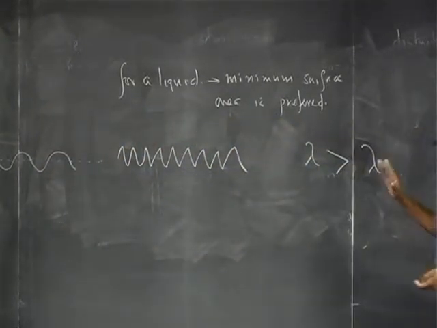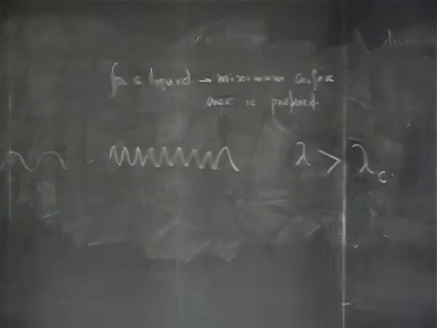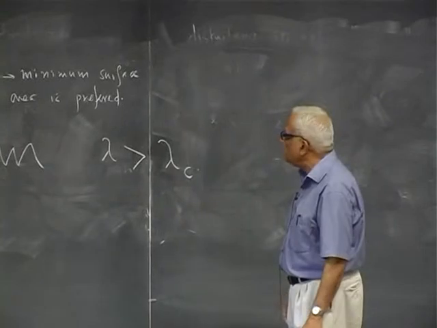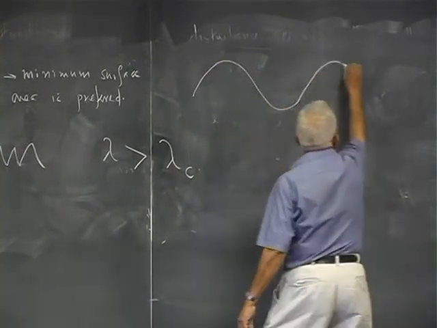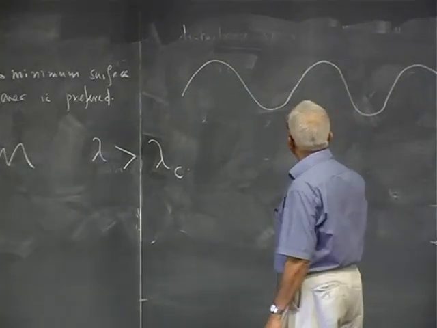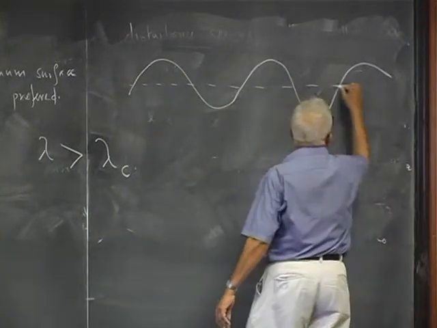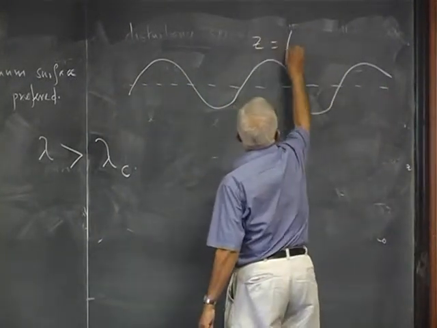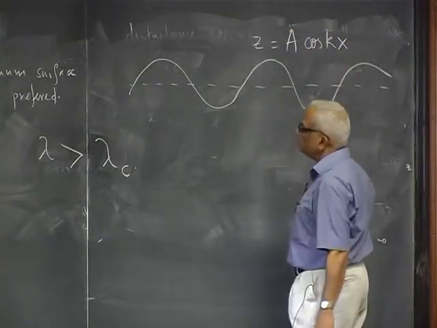So now, given all these phenomena, how can I estimate the critical wavelength? Well, let me calculate. Here is the surface deformation that's formed, so this is z equal to a cosine kx. That's my surface over here.